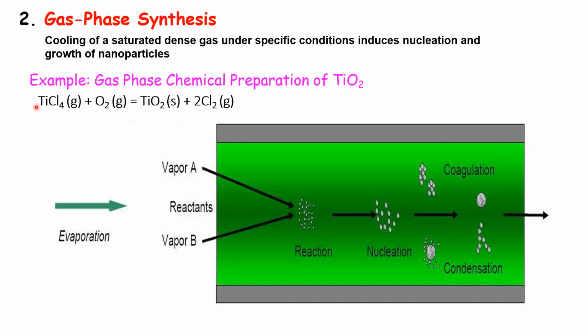Suppose this is an example of the preparation of titanium dioxide particles. We take the titanium chloride gas here, and then oxygen gas, gas B, and inside this chamber there is some reaction. If we move in another direction, these particles will settle down, and finally we get the titanium oxide particles here, and the unwanted gases, the chlorine or other gases, will go out by this other side.